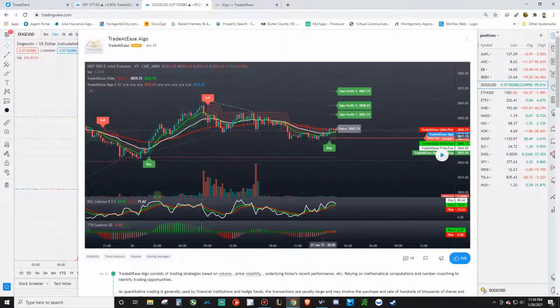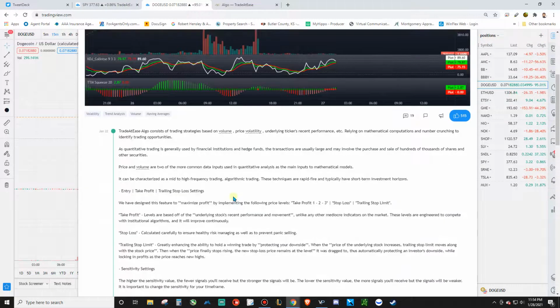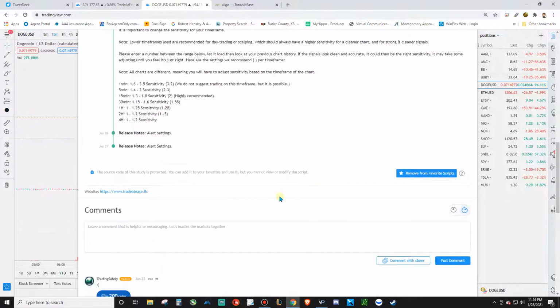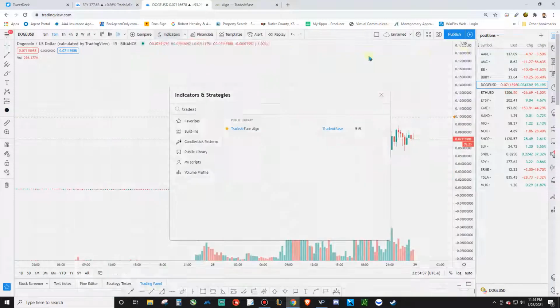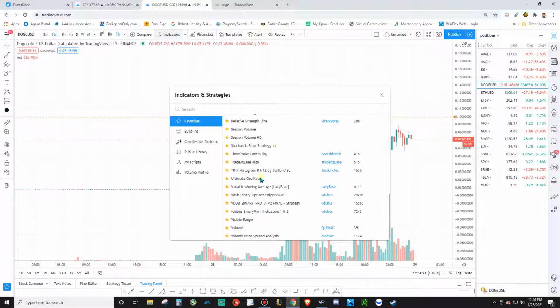So if you get to this page, I don't know if I'm going to put the link in, but you've got to add it to the script right here. Remove from favorites, you've got to hit add to favorites. I think some of you did that, so it's in your favorites. Trade at Ease algo, and then you click it to add it. I don't know at what point you're having an issue with this, if it's just throwing you an error.